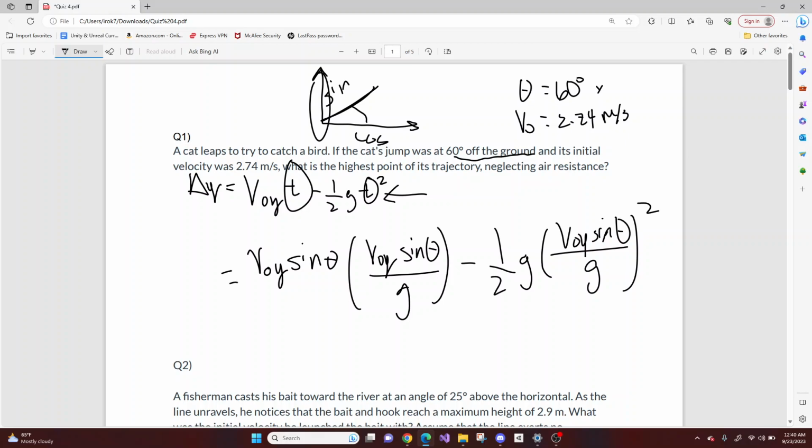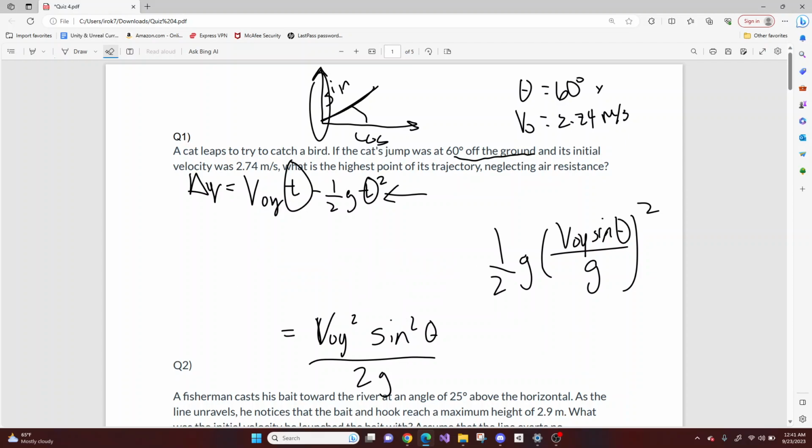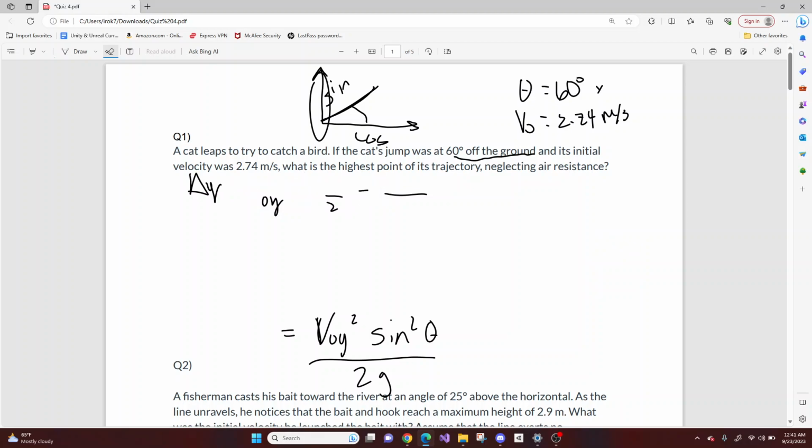Now, when you simplify, and just for the sake of time, I won't get much into it, but when you simplify this formula, you should get v naught squared times sine squared theta over 2g. And there you go. That was the formula we were originally going to use, and this is why we were going to use that formula. So, with that formula now declared, it's literally just a matter of plugging and playing.